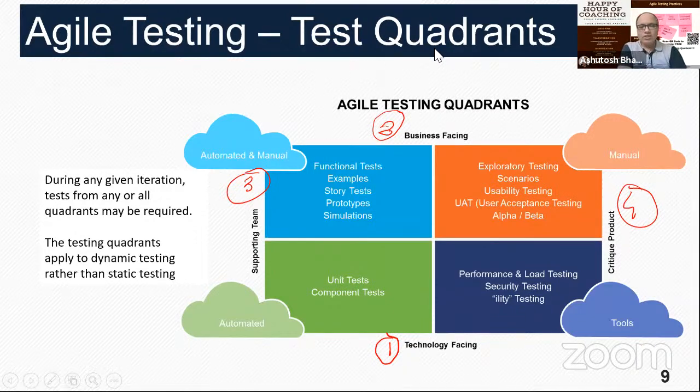And now let us try to understand this model. Let us further try to understand what this model is all about. If you look at this green color area, or the green color tile, it is a combination of 1 and 3. The combination of 1 and 3 means technology facing tests which support the team. These are mostly automated test cases. The best candidates for this are unit tests and component tests.